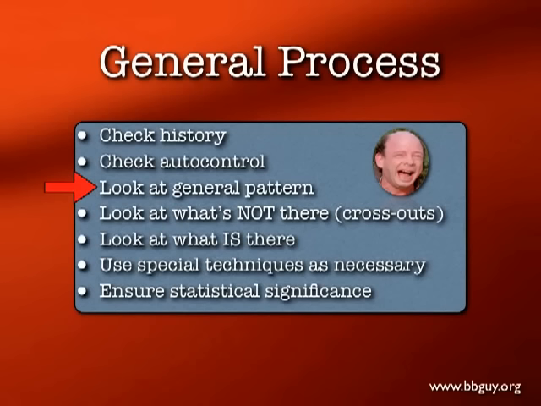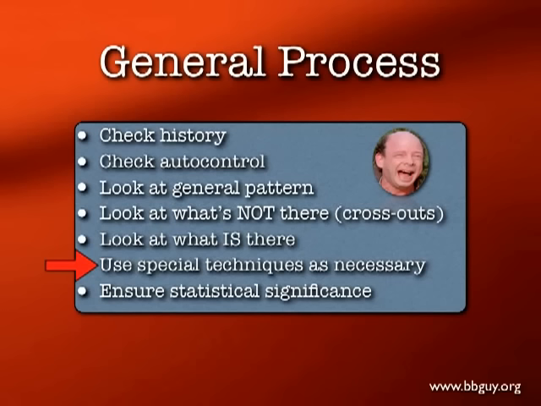Next, I look at what's not there. In other words, I do crossouts based on completely negative cells. We'll show you that again in just a second. Then I look at what is there and try to match actual presence of antigen with presence of antibody. Special techniques as necessary. Those potentially include phenotyping, which is done in most cases, but also things like adsorptions and elutions and enzyme treatments, etc.